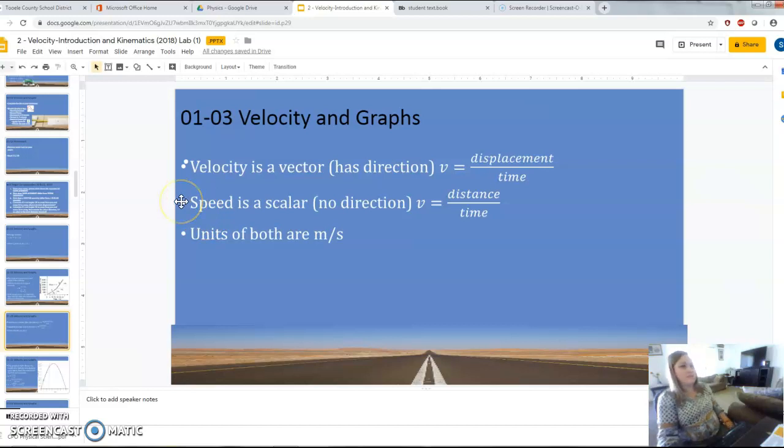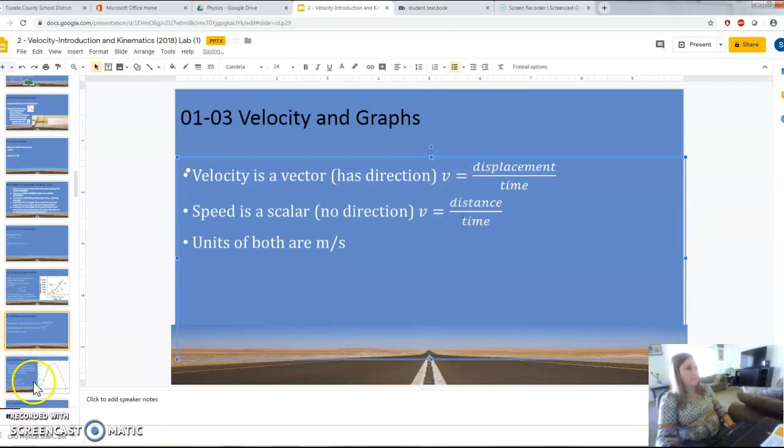Speed is a little bit different from velocity. Speed is a scalar quantity. It has no direction. And speed is simply distance divided by time. Both of them are in units of meters per second. Most of the time in physics class we will talk about velocity because we are looking at problems such as a car traveling east in this direction instead of just the numbers read off of your speedometer. Okay?